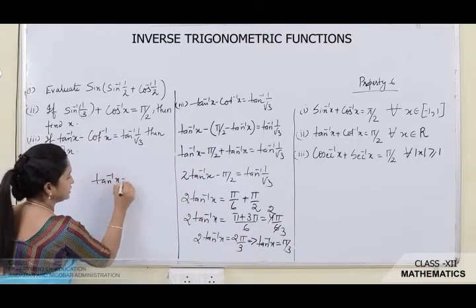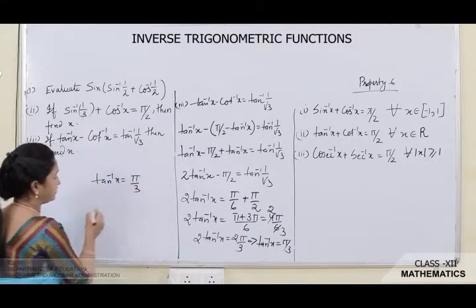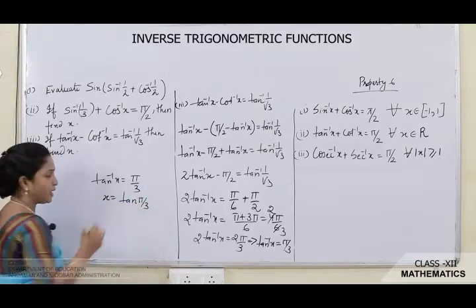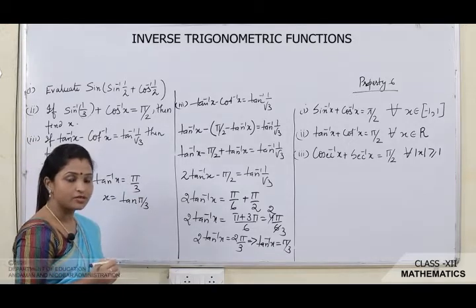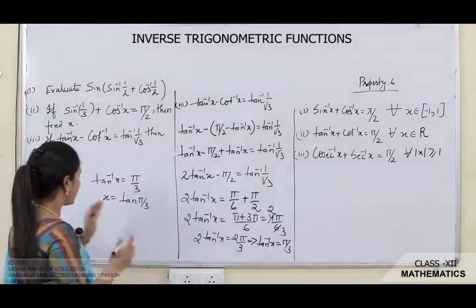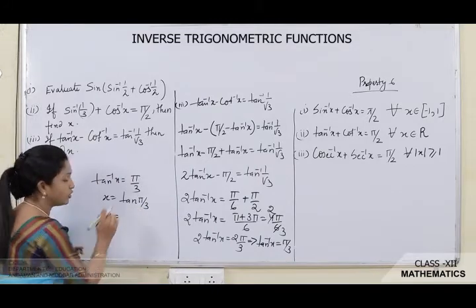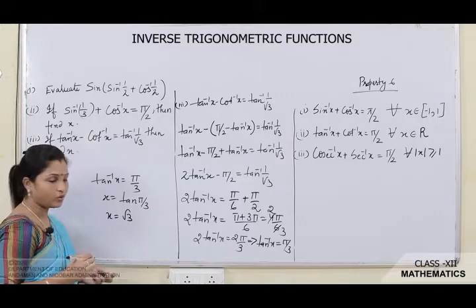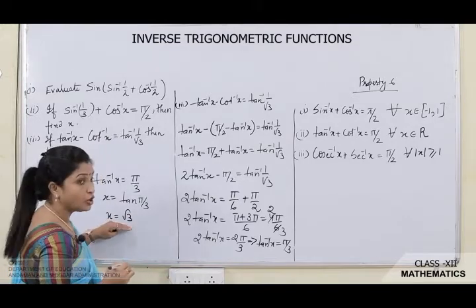Tan inverse x is equal to pi by 3 means x is equal to tan pi by 3. Pi by 3 means 60 degrees. So what will be tan 60 degrees? Which value will tan pi by 3 take? Tell me. It will be root 3. Okay. So the value of x is root 3 here.